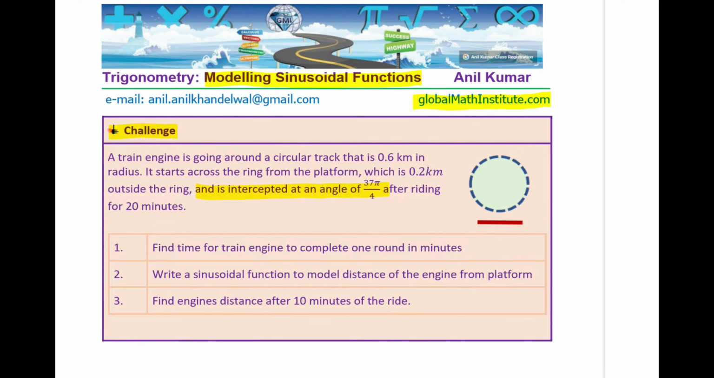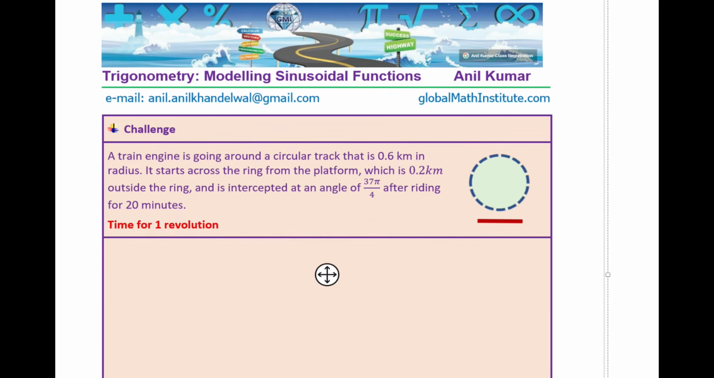It is intercepted at an angle of 37π/4 after riding 20 minutes. So we'll use the riding of the engine over the track, correct? Basically that becomes the total angle covered in 20 minutes. That should give you the time for one revolution. So I hope that is clear to you, right? So take this as a hint and then answer this question.